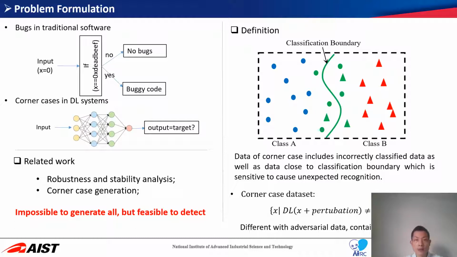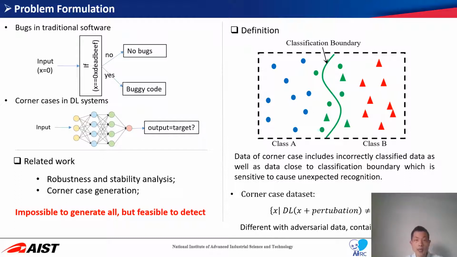There are many research related to corner case study, mainly involving two aspects. One is to study the robustness and the stability when facing corner case data. The other one is to generate as many as possible corner case data for retraining and improving DL systems performance.